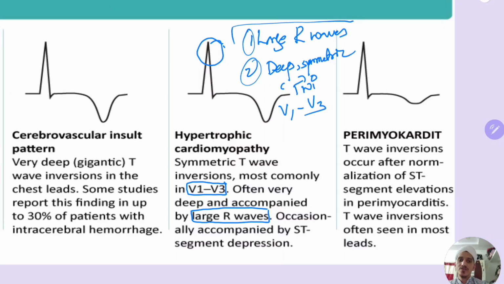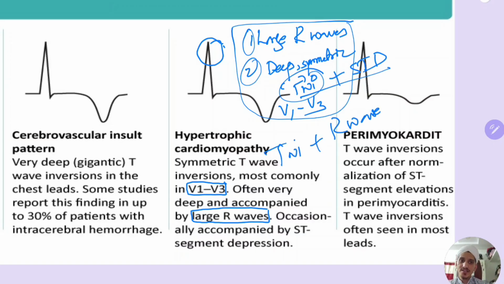So this you see in hypertrophic cardiomyopathy. When you compare it with ischemic T waves, there you will have T wave inversion plus ST segment deviation. That is ischemic. T wave inversion plus large R wave is nothing but hypertrophic cardiomyopathy. T wave inversion but there is no ST segment deviation, that is post ischemic. Okay, T wave inversion, gigantic inverted T waves in chest leads. We'll summarize that one.